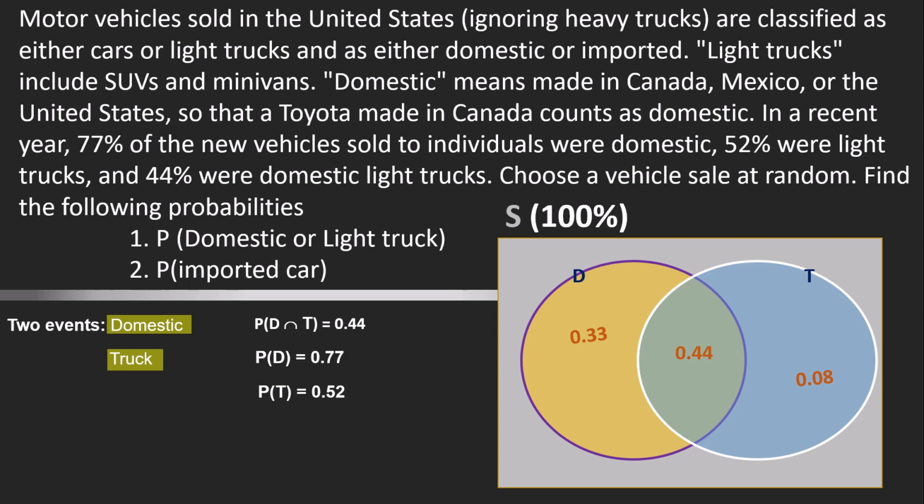Now we need to find the probability of neither. That means probability of D union T complement. How do we find this? We know the probability of the sample space must be 1 or 100%. Therefore, we can subtract the probabilities in the circles from 1, and that is 0.15. 0.15 is outside of the circles. Now we have completed the Venn diagram.